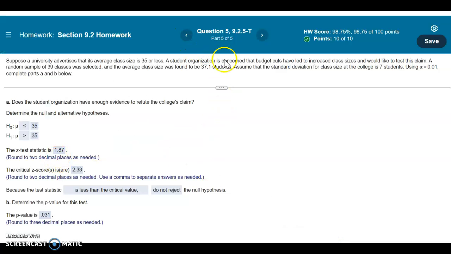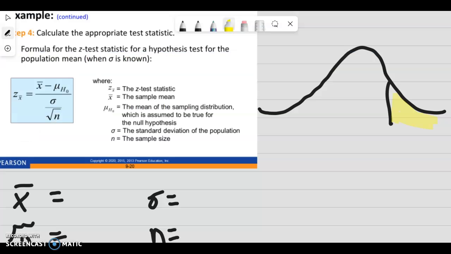Okay, so now once you set up the hypothesis, the rest of it is just like the other videos that I did, the one tail. Well, you have a random sample of 39 classes, so that would be N, and the average class size was found to be 37.1, so that's X bar, that's your sample mean. Your standard deviation is 7. And then alpha is 0.01.